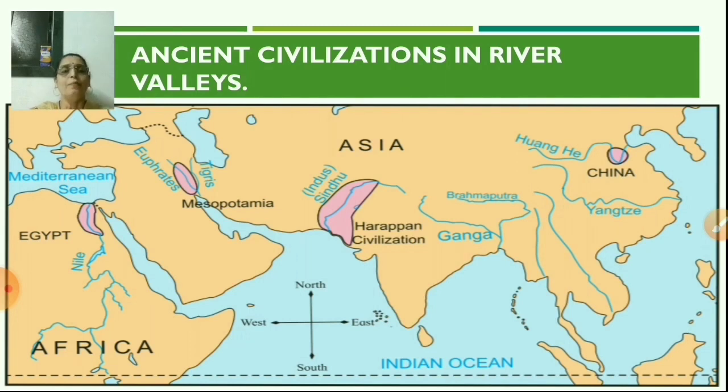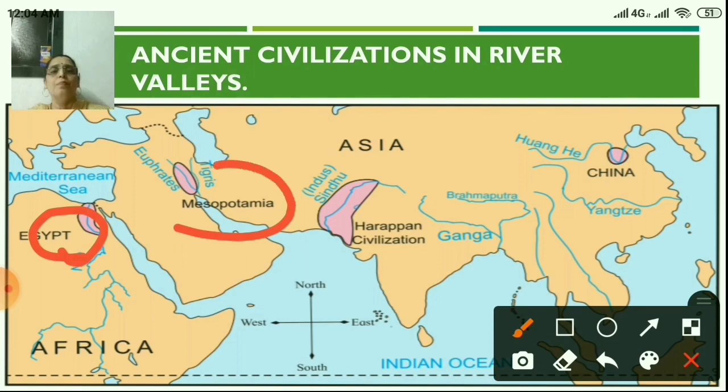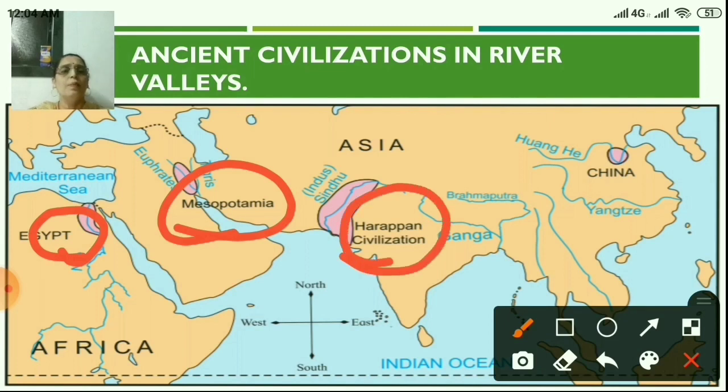Students, in this map we are going to see ancient civilizations in river valleys. Okay, now which civilizations can you see here? See, Egypt, Mesopotamia, Harappan civilization, and here is China.